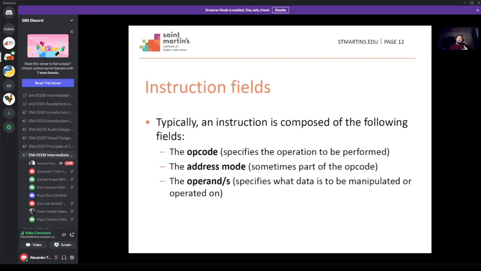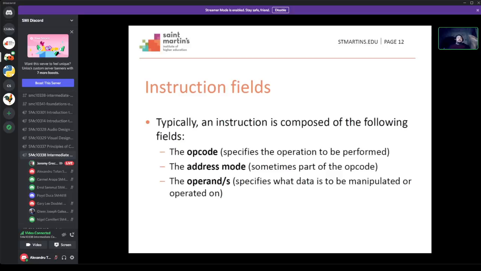So usually an instruction is made up of a number of bits reserved for what is known as the opcode, or rather the operation that needs to be performed. All right. A number of bits which are reserved for the addressing mode that is going to be used in order to interpret the operands. Sometimes it can also be part of the opcode. However, the way that we're going to be looking at it is that it's separate.